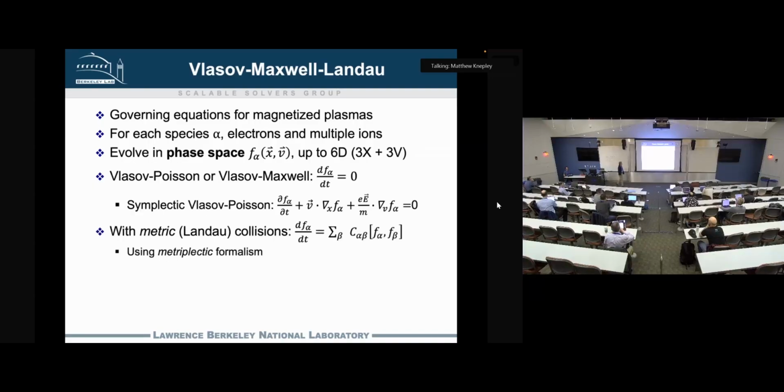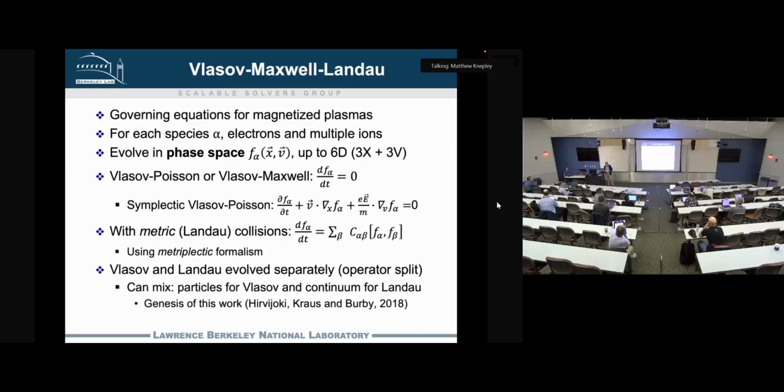If you have a collision operator, you can put it on the right-hand side, or evolve the collision operators separately, which is how they're computed, where you sum over all of the species and interact with a collision operator, including yourself. And so the Vlasov and the Landau part are evolved separately. Since they're evolved separately, you can mix particle methods with continuum methods, which is something that I've been working on for a while. And this work grew out of that, as you'll see.